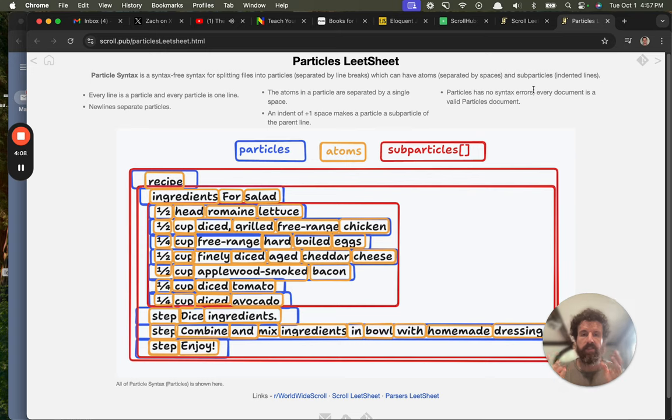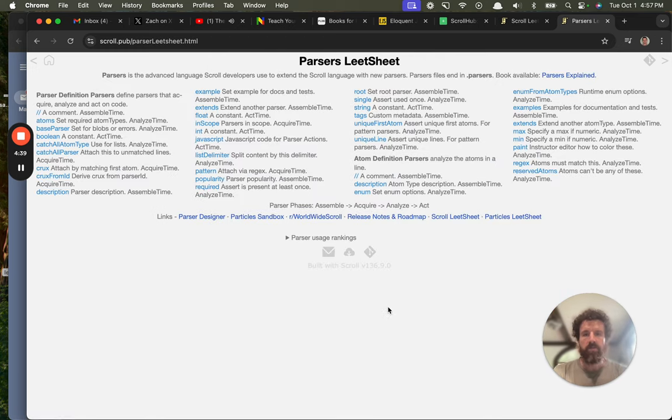There's no visible syntax. So this is a particle. Basically each line is a particle, and each word is a word. We call them atoms, and atoms are split by spaces. Particles are split by new lines, and then subparticles are made by indenting a particle by a single extra space, kind of like Python or YAML. You've probably seen this pattern before. This is particles, and then we have a language called parsers, which lets you build new keywords, pretty much. And then from that, we have Scroll.